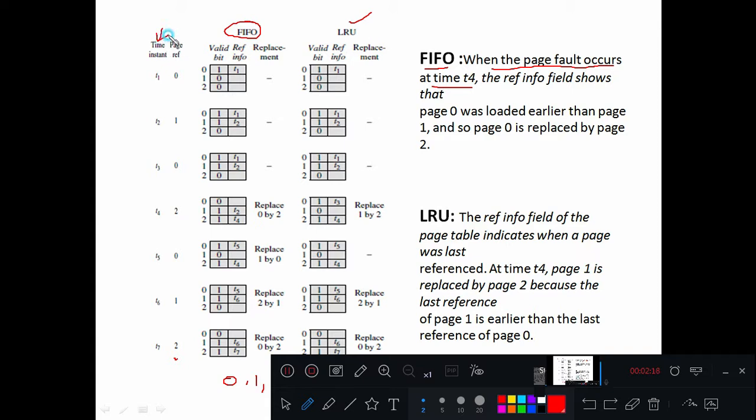At time instant t1, the page going to be referred is 0. So valid bit is equal to 1, because initially the process is divided into a number of pages. Here we are taking only 3 pages, 0 1 2, so this entire process is divided into pages. There are 3 pages and the allocation is only 2.